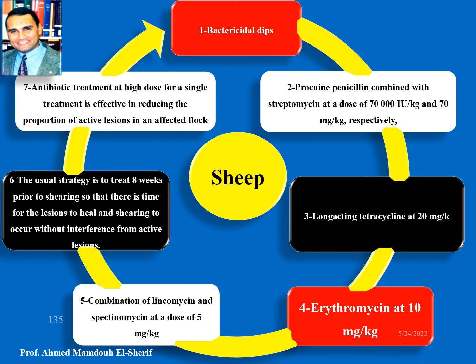Number 6, the usual strategy is to treat 8 weeks prior to shearing, so there is time for the lesions to heal and shearing to occur without interference from active lesions. Number 7, antibiotic treatment at a high dose for a single treatment is effective in reducing the proportion of active lesions in an affected flock.